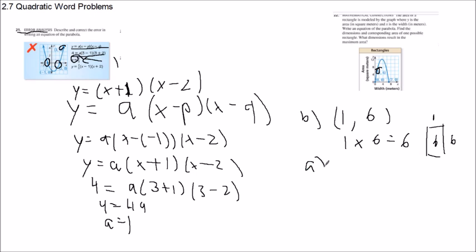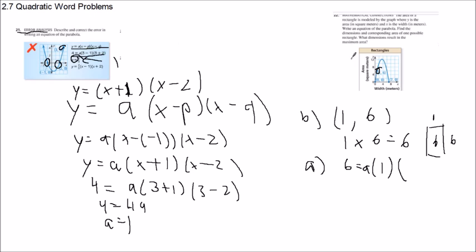Okay, A. So one of our points is at 0, 0. One of our points is at 7, 0. So we have to use this a times x minus p, x minus q form. So we do y equals a times. Actually, I can substitute the y right now. We have this 1, 6, so we can do 6 equals a times x. It's just going to be x, which I can actually substitute.